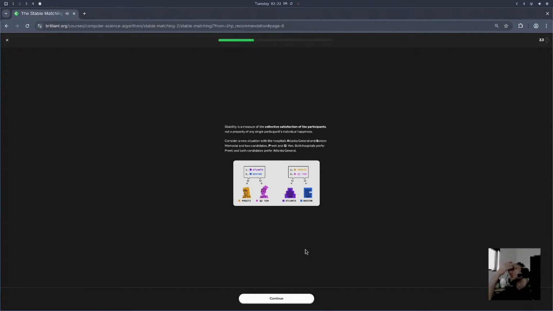Interesting. I guess it would also involve people who just flake out and don't actually go into the residency. They don't take the offer. Just do something else with their life.